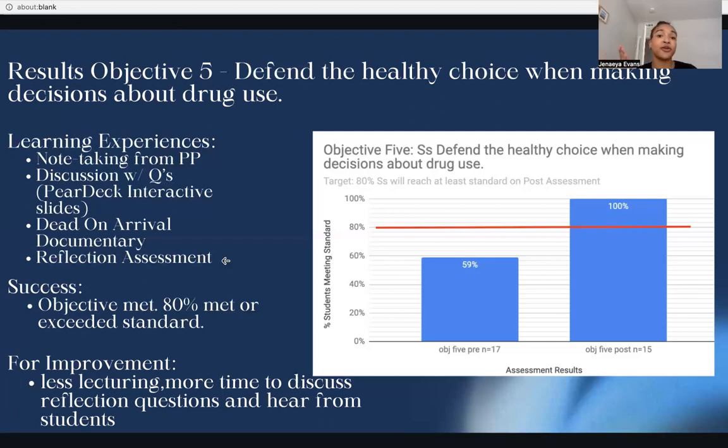If your friend walked up to you and gave you an Adderall pill, would you take it? Would you take that risk of jeopardizing the goals that you've set for yourself? Because we talked about it, fentanyl can kill you in an instant, with an amount as small as a grain of salt. So I really could have gone into depth on those questions and heard from students more there. But with the post assessment, they all did very well with defending the healthy choice to not use these drugs.